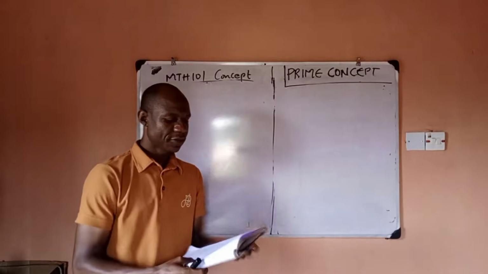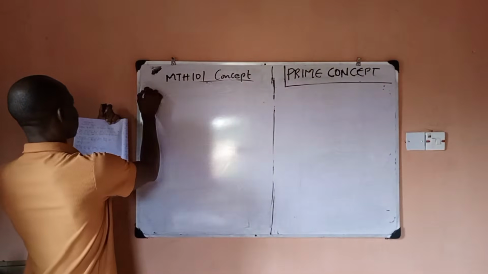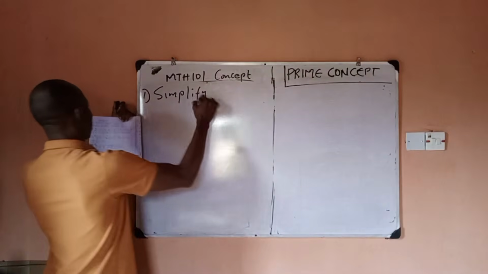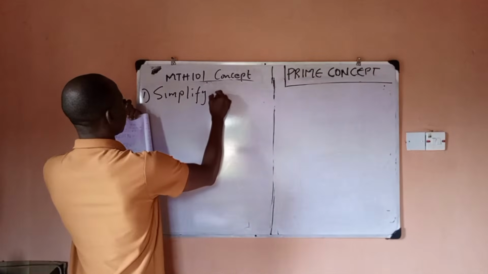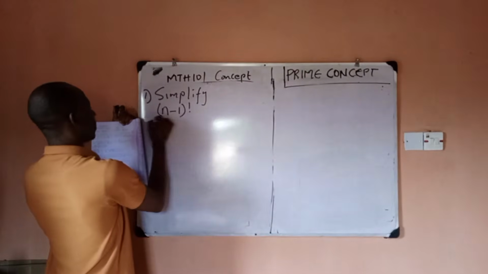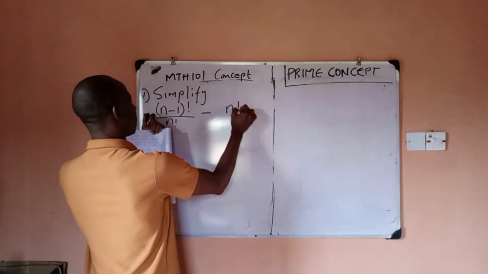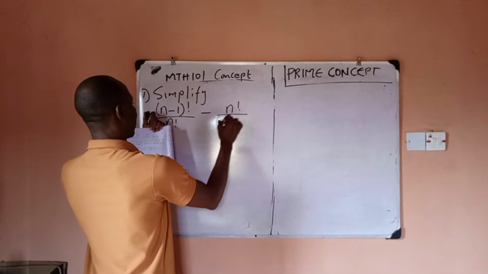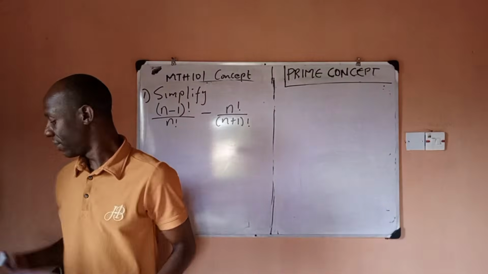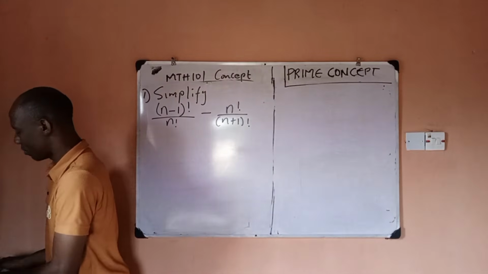So we have my first one here, which says simplify. I will not be putting the option because of time. Simplify (n minus 1) factorial over n factorial minus n factorial over (n plus 1) factorial. This is the question. Simplify this, and I will solve.